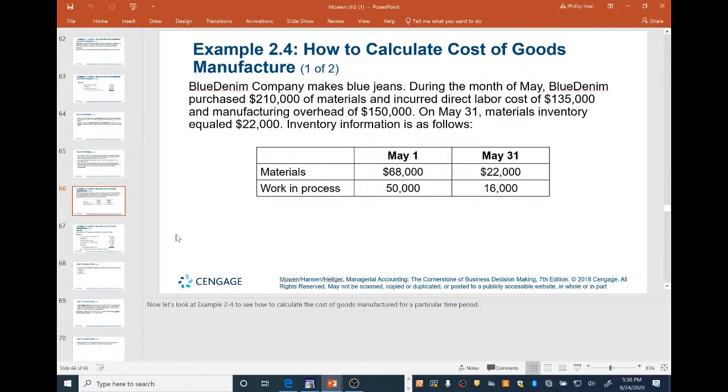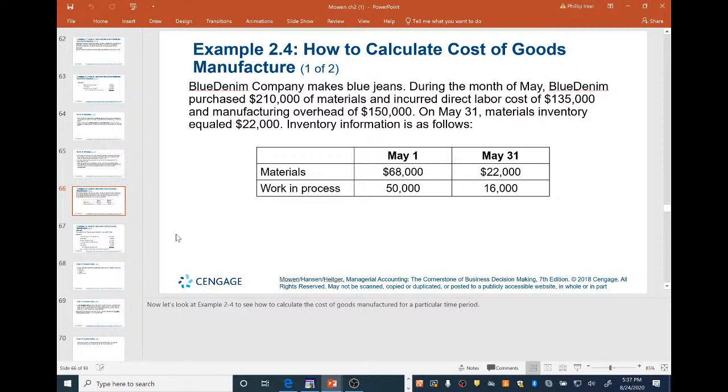It says how to calculate cost of goods manufactured. So Blue Denim Company makes blue jeans. During the month of May, Blue Denim purchased $210,000 worth of materials and incurred direct labor cost of $135,000 and manufacturing overhead of $150,000. On May 31st, materials inventory equaled $22,000. So inventory information is as follows.